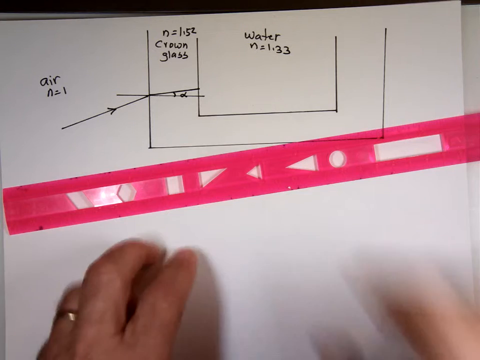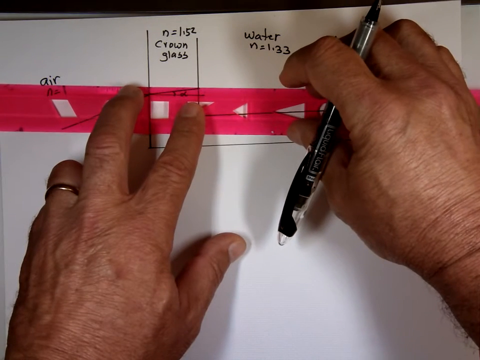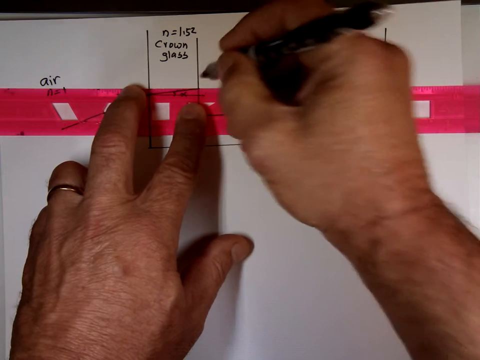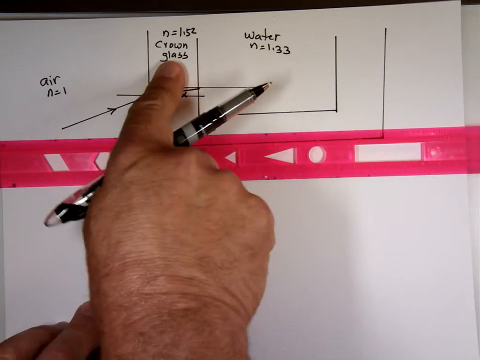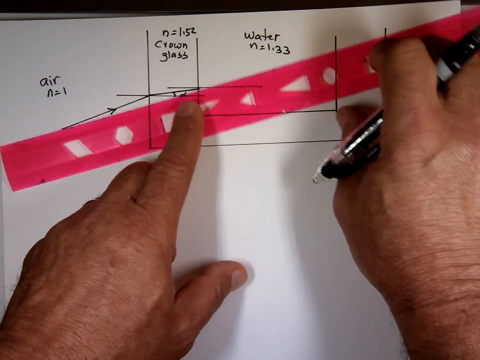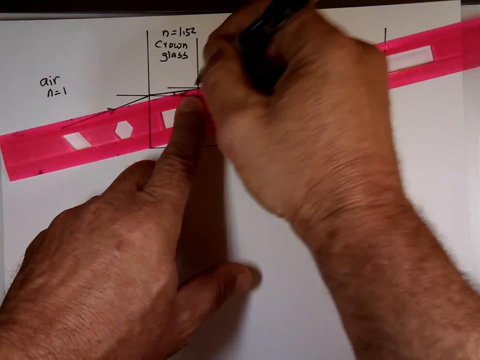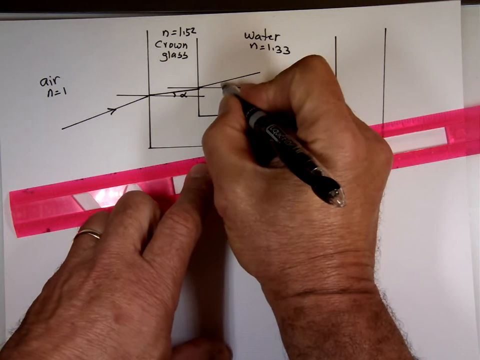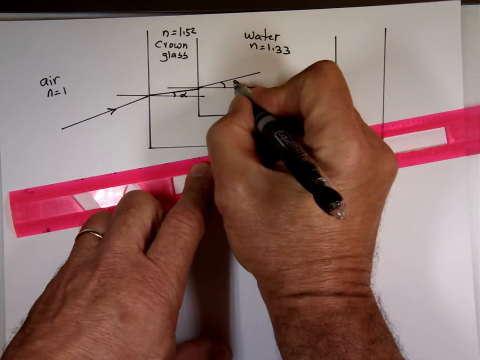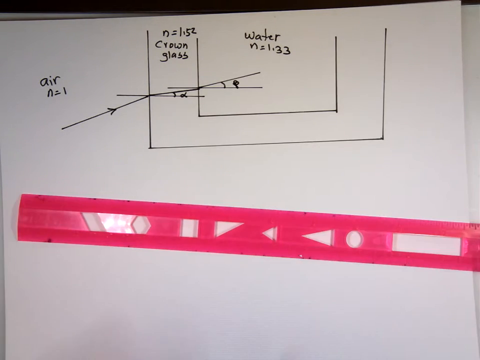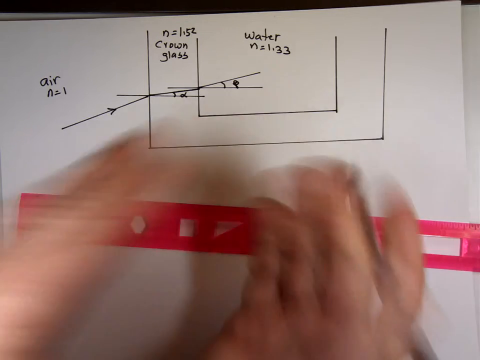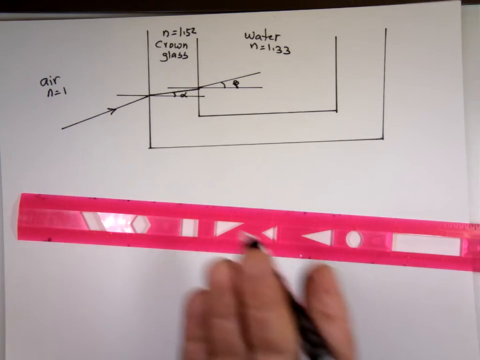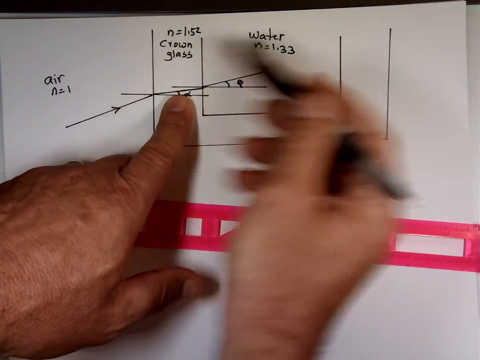Then once it hits this one, here's a beam. Now it's going to go from a larger value of N to a lower value of N. It's going to open more. We'll call that beta. Can you see it? You're going from a small value of N to a larger value, so it's going to come closer to the normal. Then you go from a larger value of N to a smaller, it's going to open.